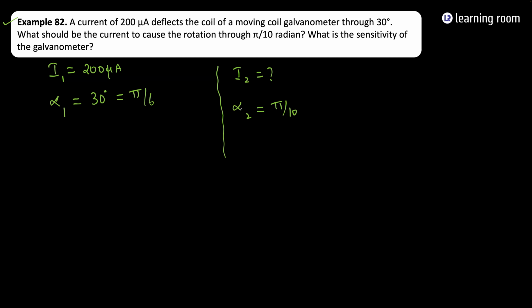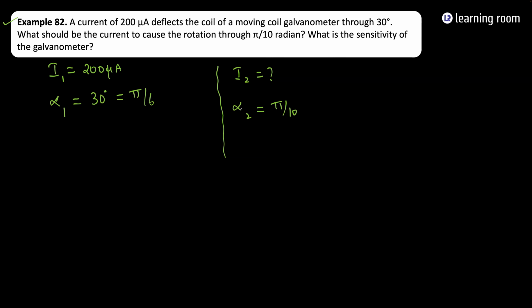Which is more, pi by 6 or pi by 10? Pi by 6 is more, because the lesser the denominator, the greater the value. So logically tell me, even before you solve this question, what do you expect the value of I2 to be? Should it be greater than 200 or less than 200? It should be less than 200. If you get a value greater than 200, you're wrong. That is one thing you need to have in your mind. Did you understand why? Because the amount of current you pass is directly proportional to the deflection the galvanometer pointer suffers.